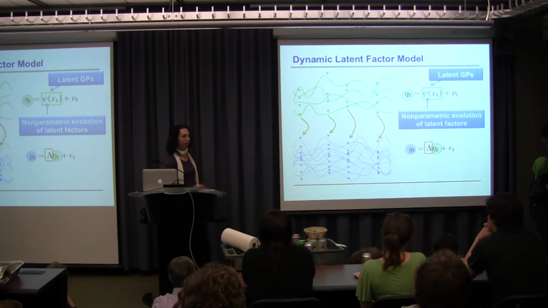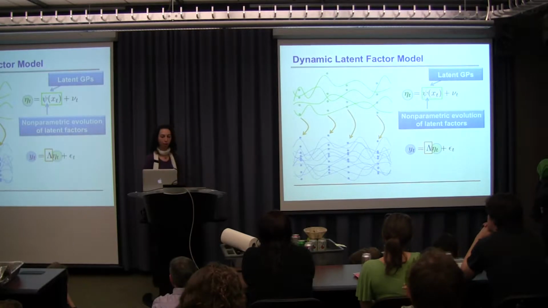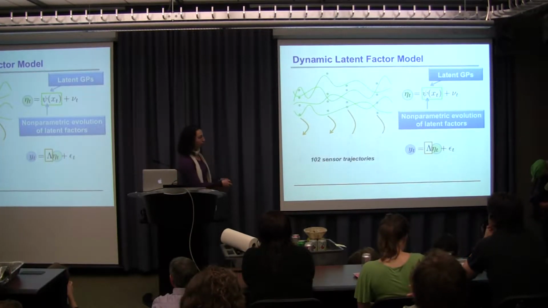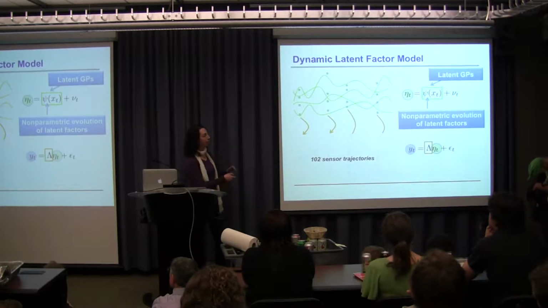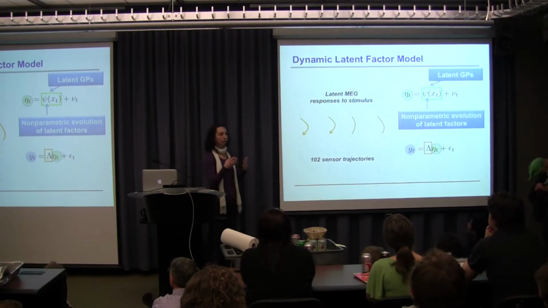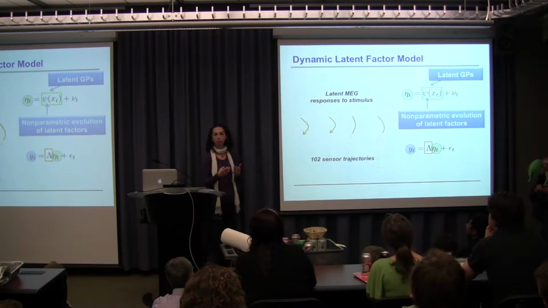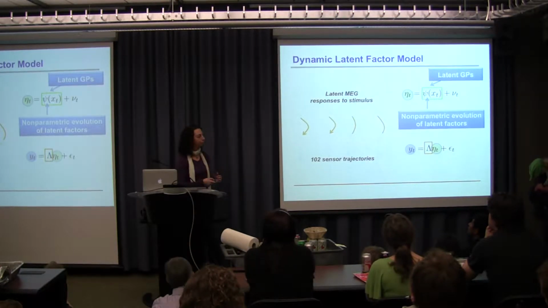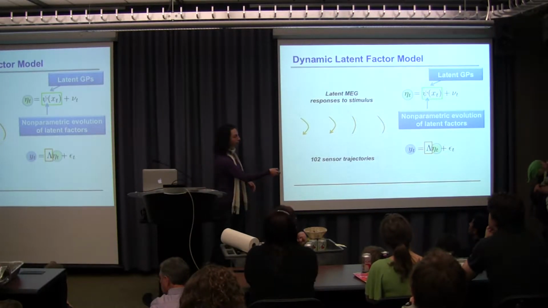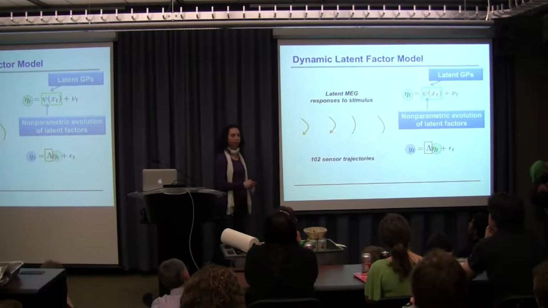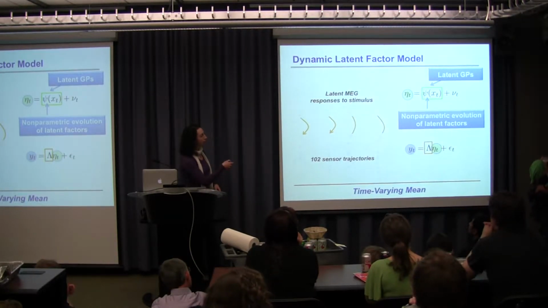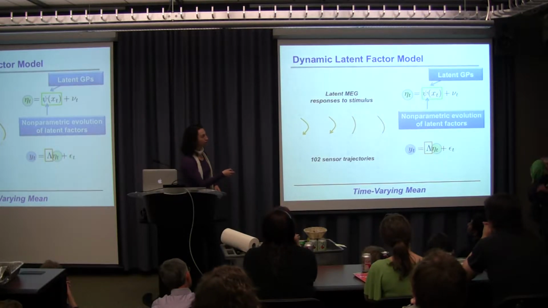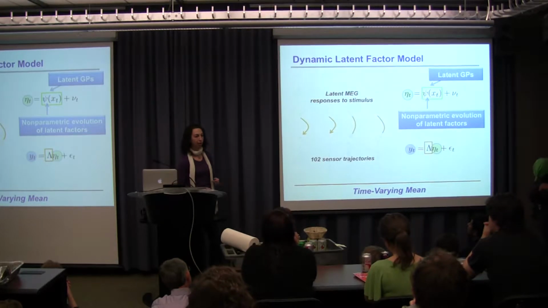Each of these latent factors, which now has some temporal dynamics, gets projected up to form our observations. To make this more concrete, these might represent our 102 sensor measurements, and these might represent some set of latent responses to this stimulus. The projection operator, remember, is this factor loadings matrix lambda. And by using these latent Gaussian processes, we're capturing a time-varying mean in our process.